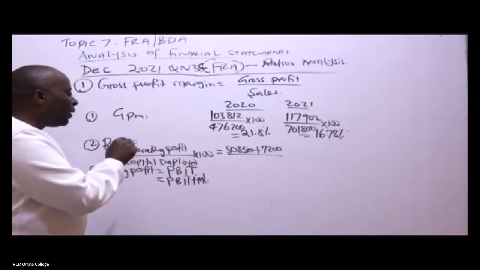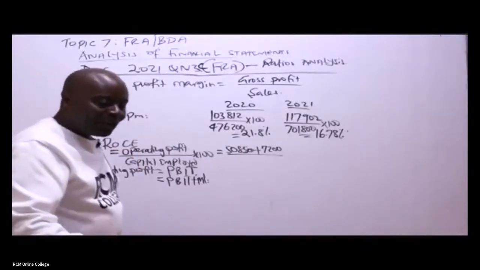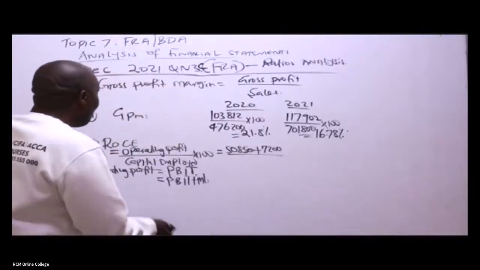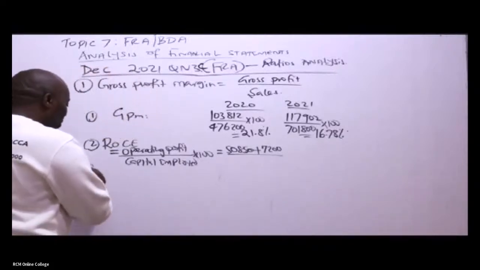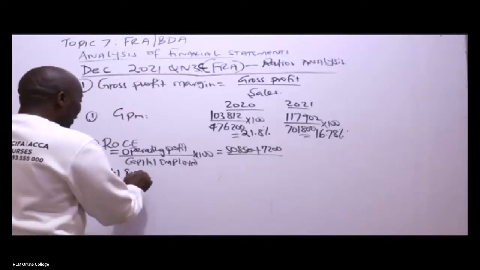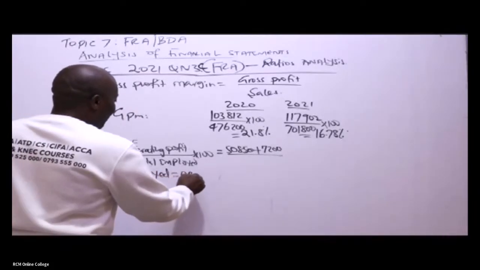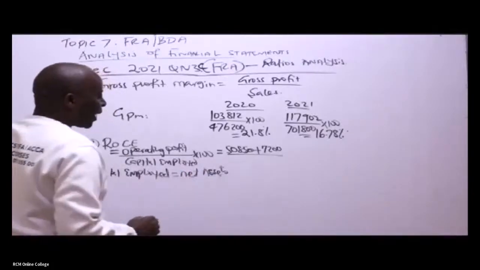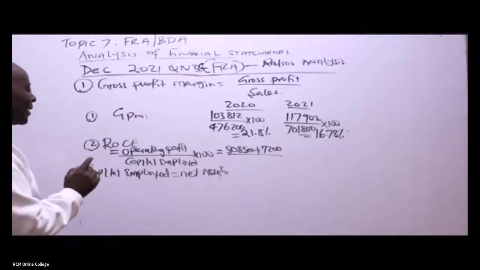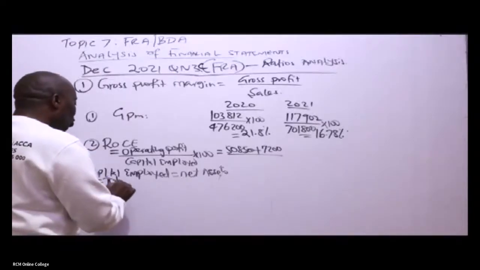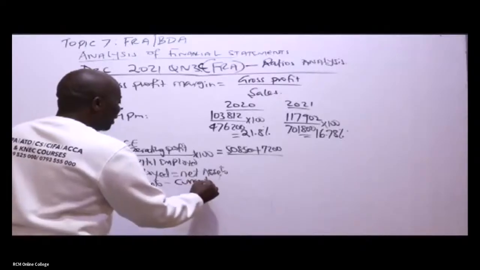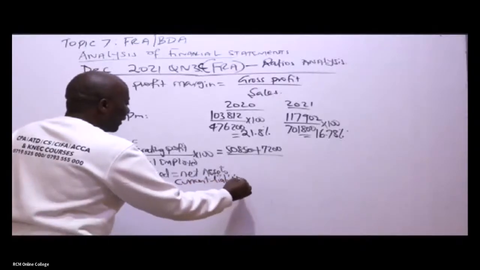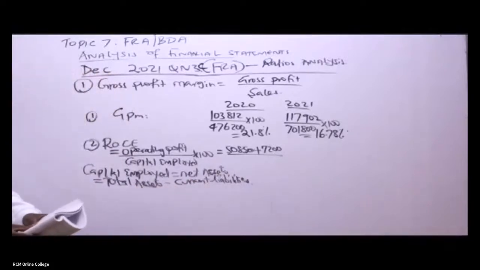How about this capital employed? Please write your own notes very well. Again, here you have to be very, very careful. Whenever you hear capital employed, this is the same as net assets. Capital employed is the same as net assets. And the net assets will be the same as total assets minus current liabilities. Total assets minus current liabilities.